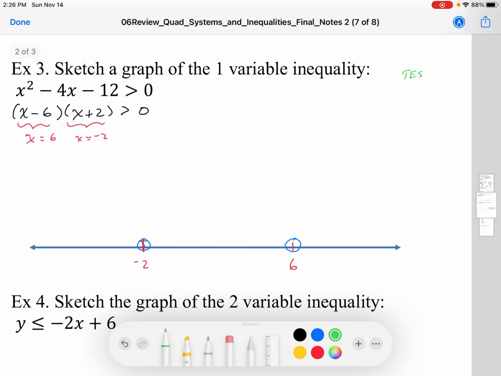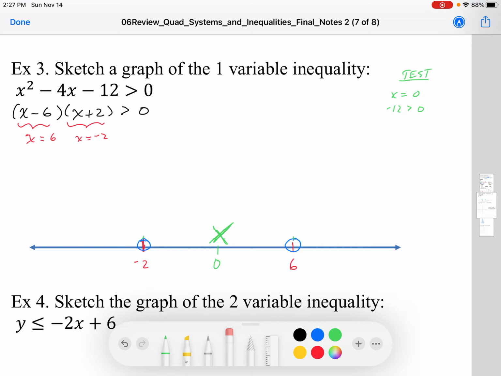My test of my regions. I'm going to test x equals 0. x equals 0 is really easy. So I end up with negative 12 is greater than 0. So for 0, this is not a solution. Then I can probably guess that my solution is going to go out like that because of my test. I can really test the other regions though.